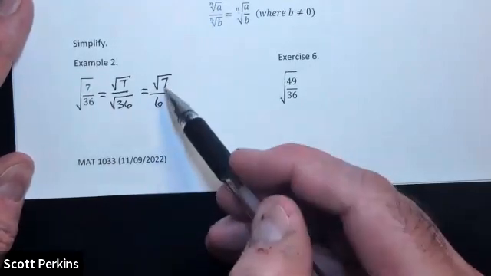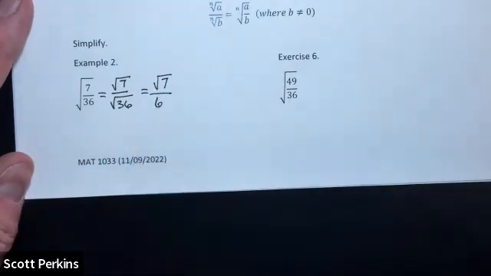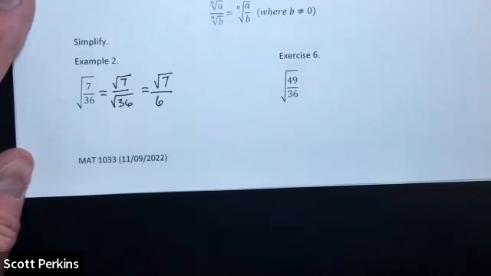I can't do anything else with the 7 and the 6 because one is under the radical, one is outside the radical. This is completely done. There's nothing else to do. So please try the same thing on exercise 6, right next door.